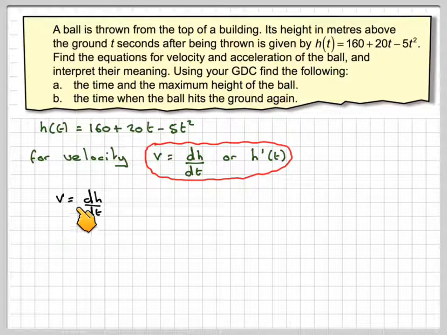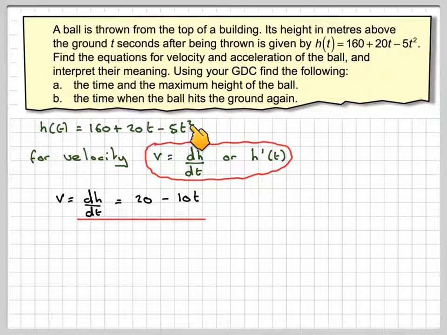So if v is dh by dt, then if we differentiate 160 we get nothing. If we differentiate 20t we get 20, and if we differentiate 5t squared we get minus 2 times 5, which is minus 10t, and reduce the power by 1 we get t to the 1.